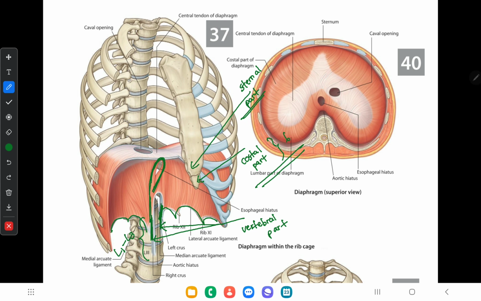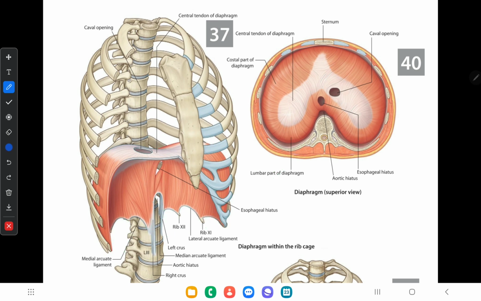Here the left crus, this part is the left crus and it is in front of the L1 and L2 and intervening intervertebral discs. Then here the median arcuate ligament which joins right crus and left crus. It is across the lower border of the 12th thoracic vertebra.